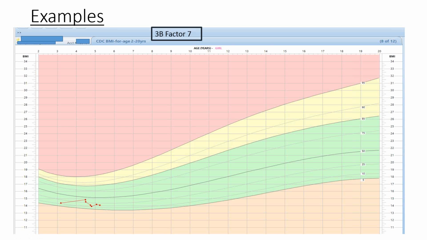And a look at the functionality and another screenshot of looking at the plotting and displaying of the growth charts and BMI percentile. So this is meeting factor 7. And again, there you can see that this is within the age that they're looking for, showing the functionality and the ability to plot this and show the percentile.